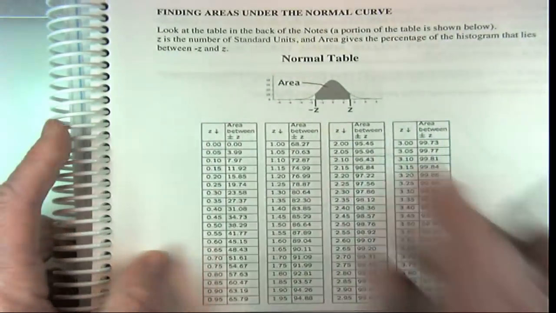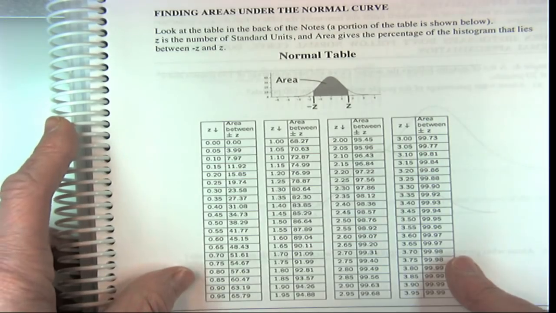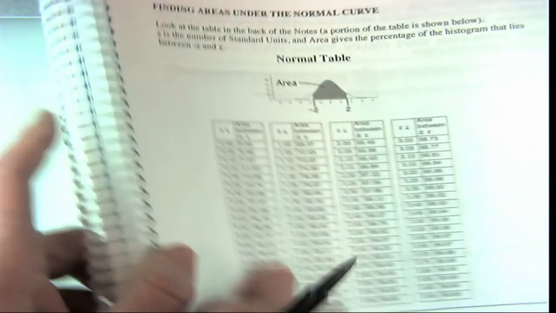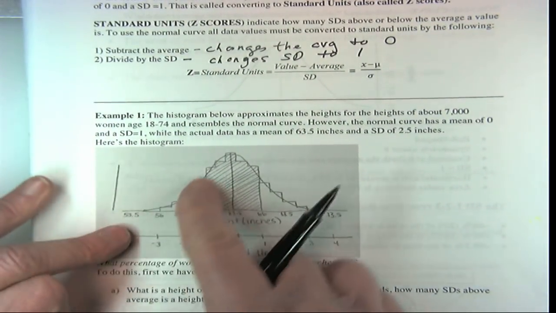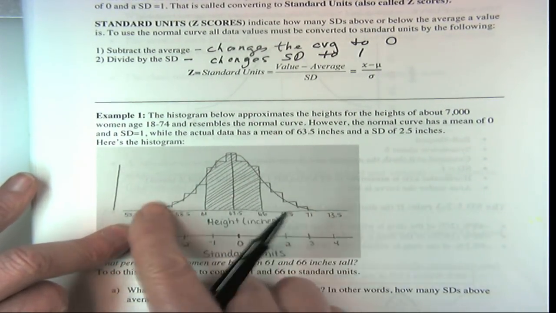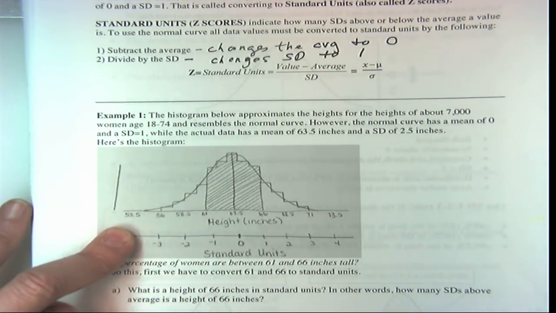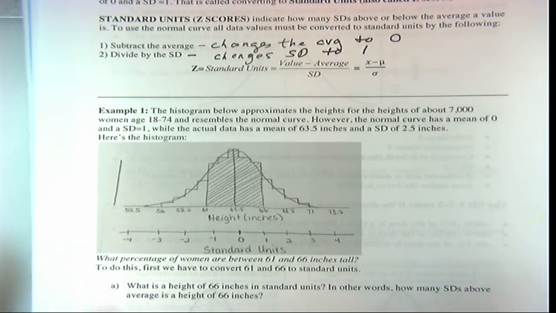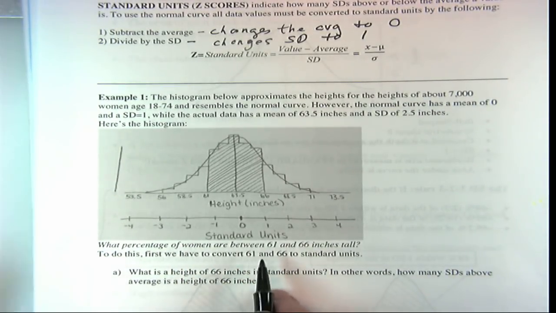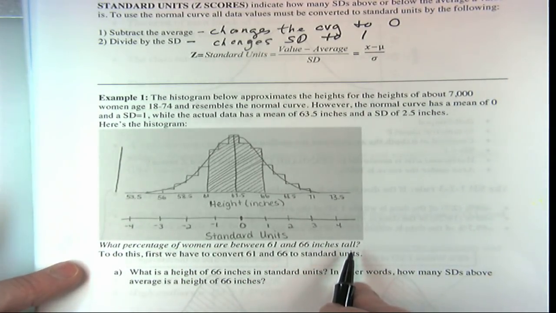We're going to be using this table to find percentages of areas on the normal curve. If you're in a different class, a calculus-based stats class, you would just use the equation for this curve and integrate. All right, so now what percentage of women are between 61 and 66 inches tall?